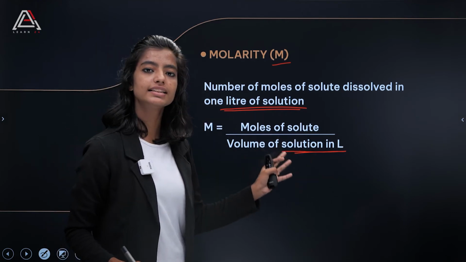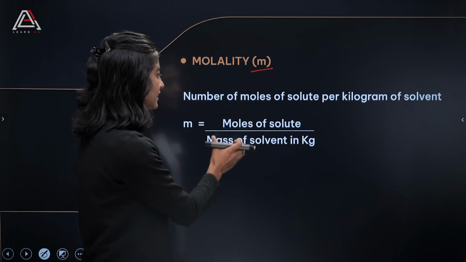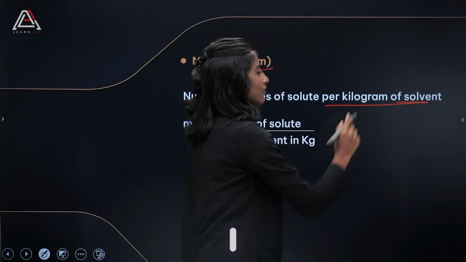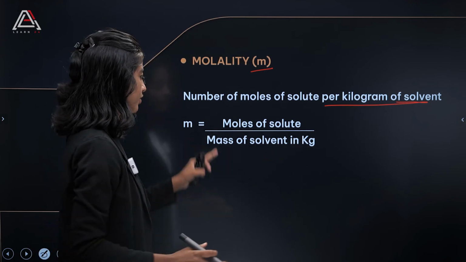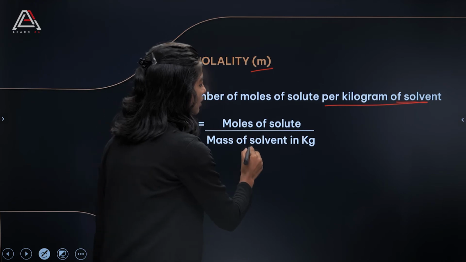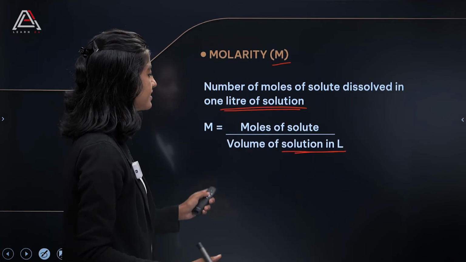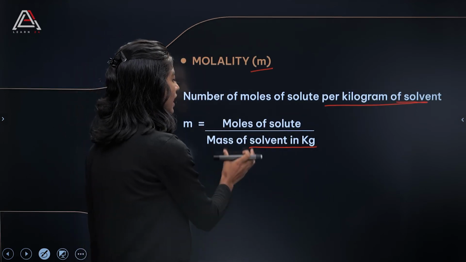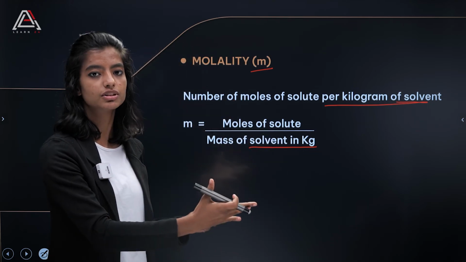That is the molarity. And molality is the small letter m. Molality is the number of moles of solute per kilogram of solvent. Don't forget the term per kilogram of solvent. Equation will be m is equal to moles of solute divided by mass of solvent in kilogram. Molarity was volume of solution in liter and molality is the mass of solvent in kilogram. Don't confuse with these two terms, okay?